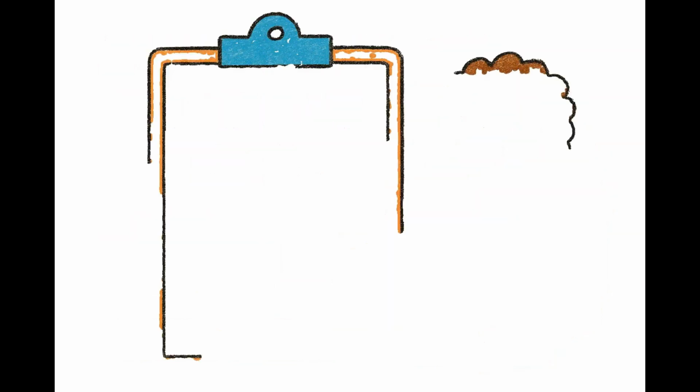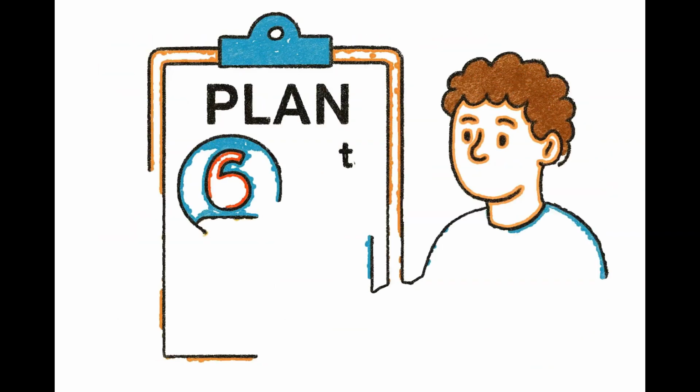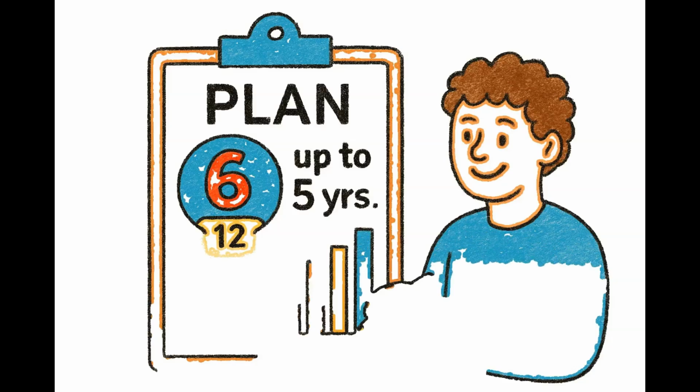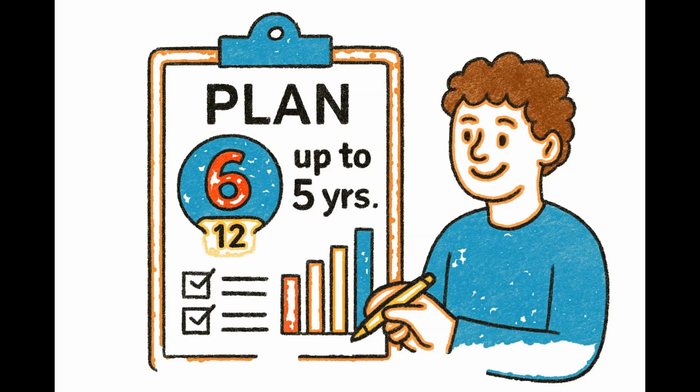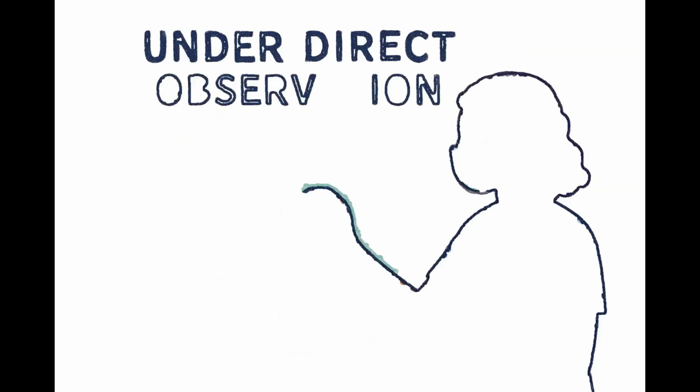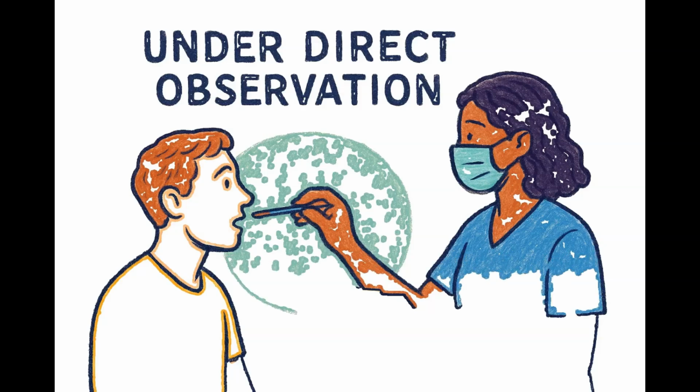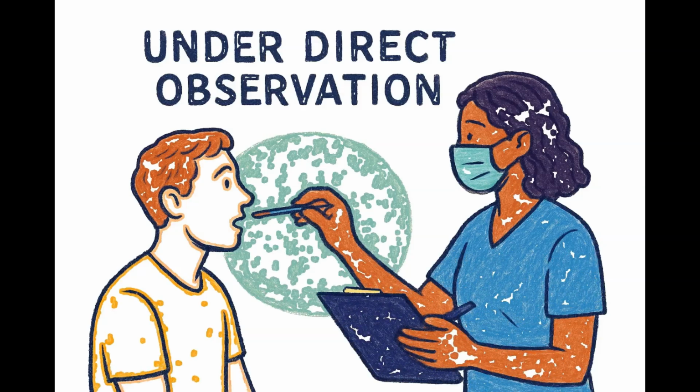Your SAP determines the plan, but it will include a minimum of 6 tests in the first 12 months, and it can continue for up to 5 years. All of these follow-up tests are also conducted under direct observation.